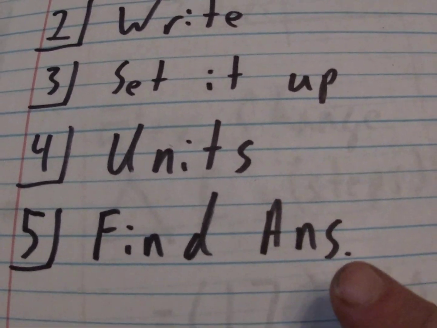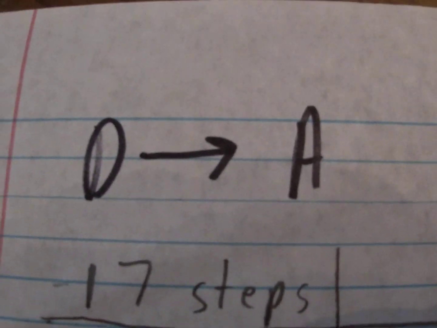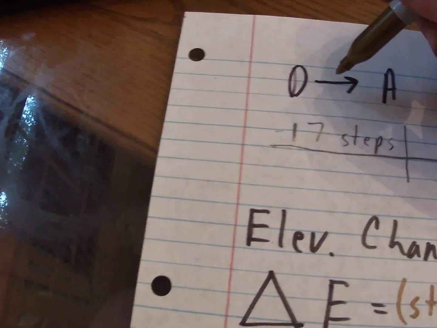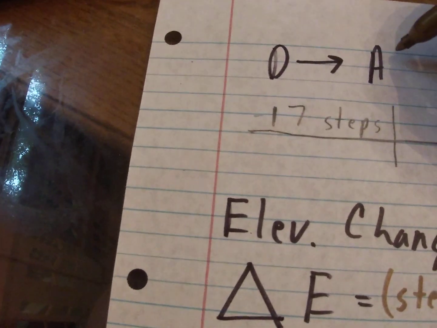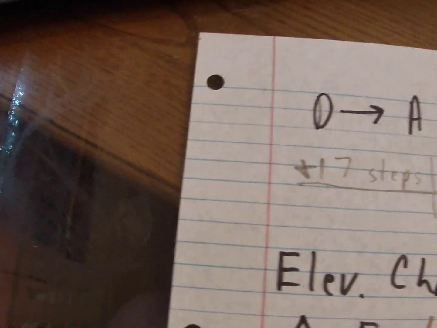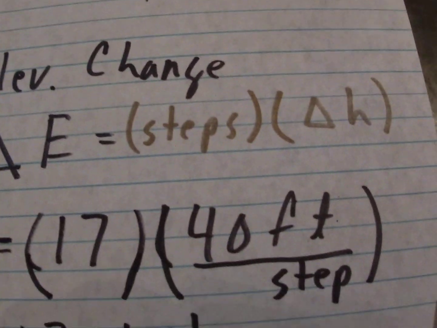It's now time to find the answer. Usually we don't have to worry about units, but oddly enough with this particular problem, we did, didn't we? And so here I wanted to show my unit problem going from D to A. Okay, you'd have 17 steps. Was it positive or negative? Oh, well, going from D to A was going to be uphill, wasn't it? Okay, so it was positive. Now, this means something, the positive or negative, doesn't it?